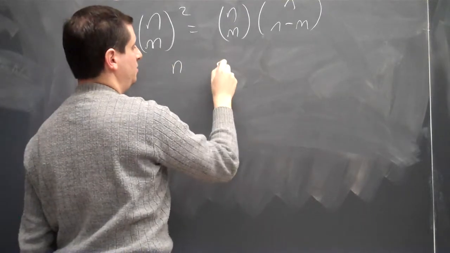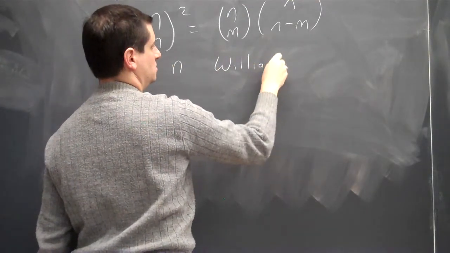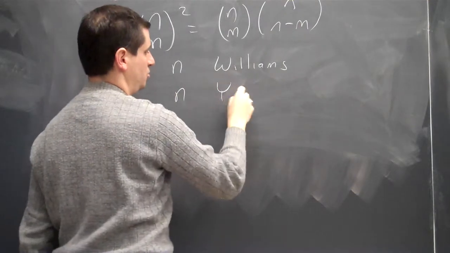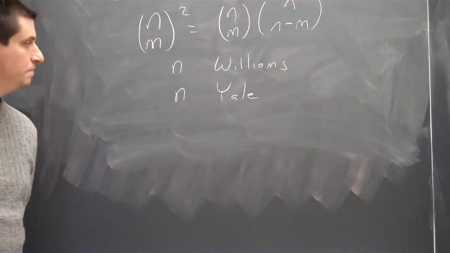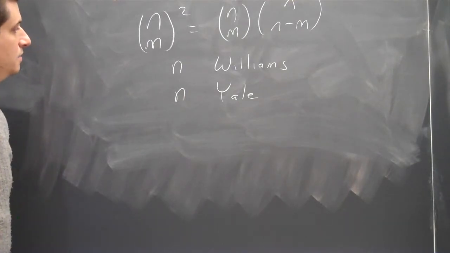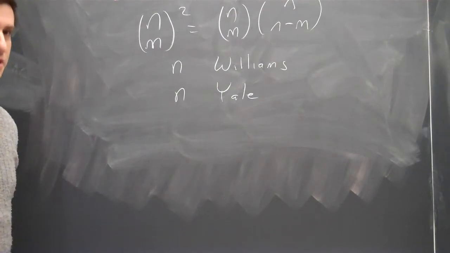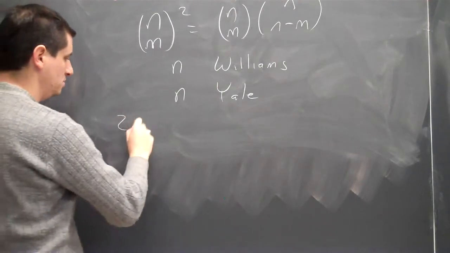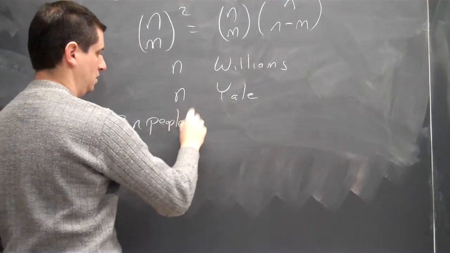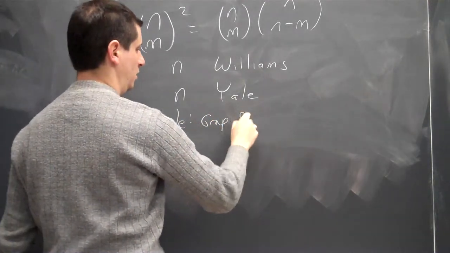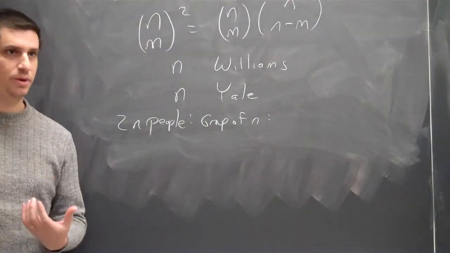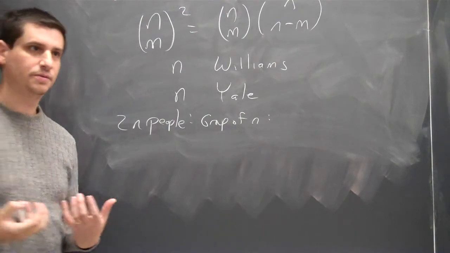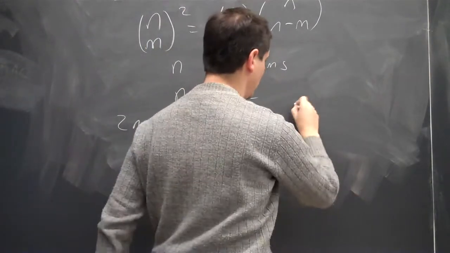Think of it as you have n people from Williams, and you have n people, I won't do it, I'll do my alma mater, I'll do Yale. Okay? And I want to form a group of n people. N people from Yale? Yes. So I have 2n people. I want a group of n. How many ways can I have a group of n people from 2n people? 2n choose n.